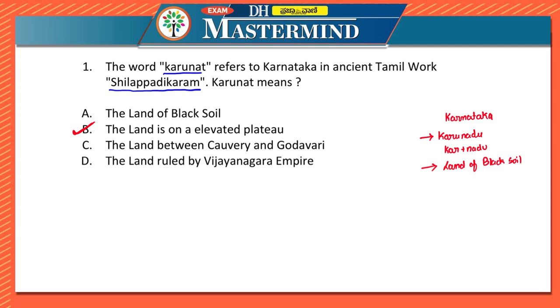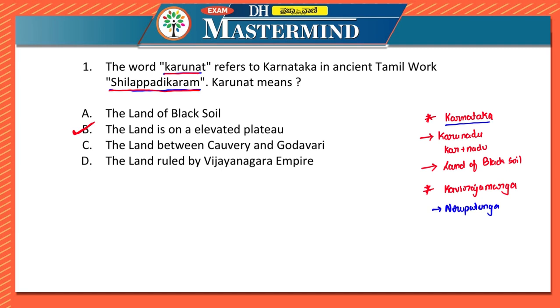This is one derivation. Then there was another derivation, which is Karunat, which refers to Karnataka in the ancient Tamil work of Shilappadikaram. Karunat means the land on an elevated plateau. So first reference we gave to Karunadu, second reference to Shilappadikaram, and the third reference is related to Kaviraja Marga. Who has written this? This is by Nrupatunga. Nrupatunga's grammatical work is Kaviraja Marga. In that, Karnataka is mentioned as extended from Kaveri river up to Godavari river. So these are some of the references with respect to the word Karnataka.